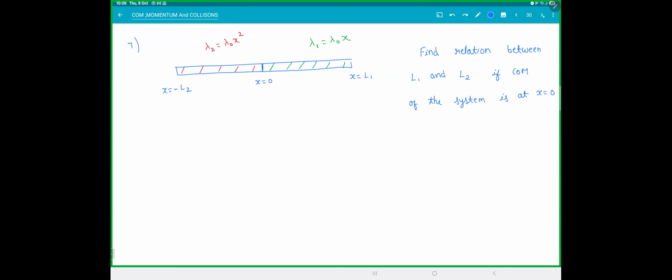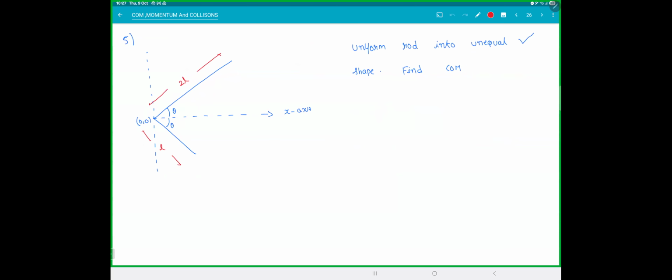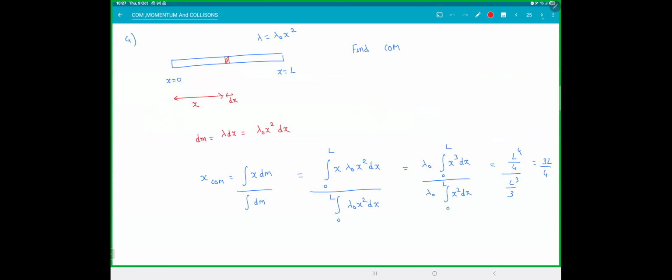First of all, let's find the center of mass for each one. The left one we already found out. So for the left rod, the x center of mass will be integral x dm, which is lambda naught x square dx by integral lambda naught x square dx, 0 to L2. This will be 3L2 by 4. This is the problem which we did. Lambda naught x square, 3L by 4.